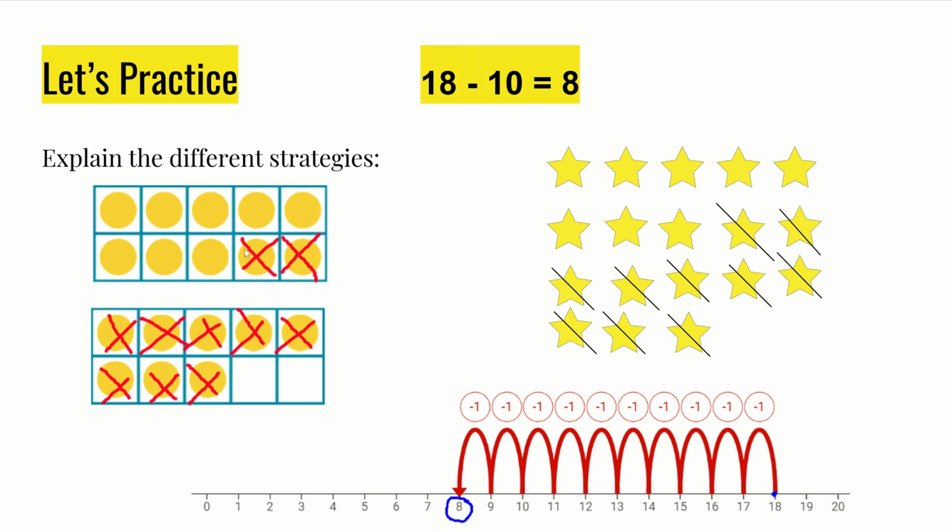And then the last strategy we have on this page is a number line. And we learned yesterday that when we're subtracting, we start at our largest number, which is 18, and we do hops backwards. So since I'm subtracting 10, I'm going to go 1 hop, 2 hops, and make sure that your hops only go one number. 3, 4, 5, 6, 7, 8, 9, 10, and then I circle the number I stop on, which is 8, and our answer was 8.